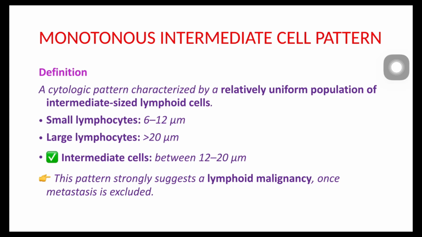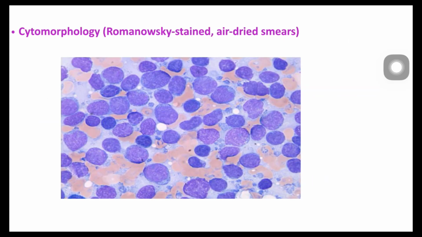So, first of all, what is the definition of monotonous intermediate cell pattern? A cytologic pattern characterized by a relatively uniform population of intermediate size lymphoid cells. Small lymphocytes are 6 to 12 micrometer, large lymphocytes are more than 20 micrometer. So, intermediate cells are in between 12 to 20 micrometer. This pattern strongly suggests a lymphoid malignancy once metastasis is excluded. Cytomorphologically we will judge the size on the Romanovsky stain air-dried smear.